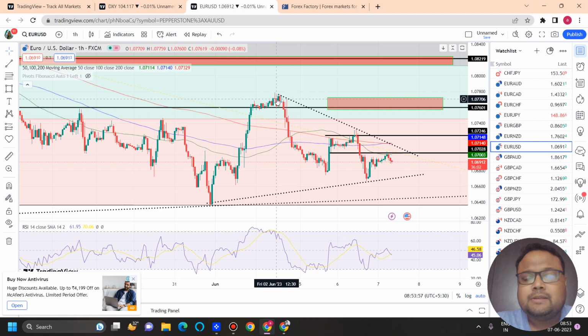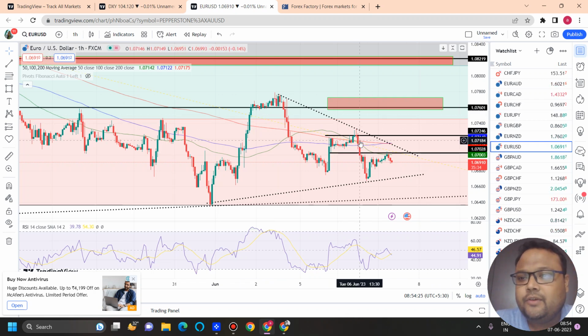Because a symmetrical triangle pattern is a bilateral pattern, we cannot predict the direction of the market. For example, in an ascending triangle pattern, we know very well that the breakout will come towards the upside. In a descending triangle pattern, we know that a breakout is coming towards the downside. But in case of a symmetrical triangle pattern, it is difficult to predict. So we need to draw the lines and wait for the action to happen.